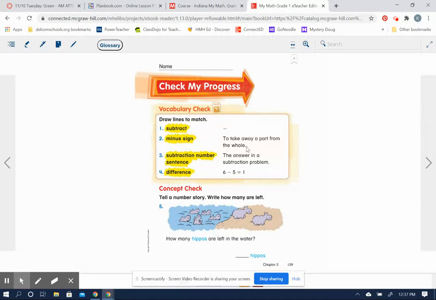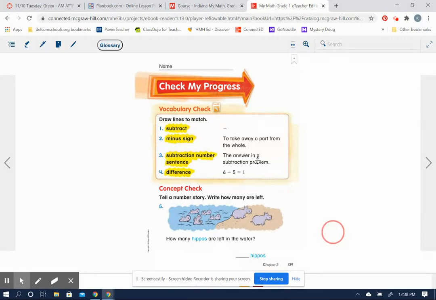Okay, now let's look at this right here. It says to take away a part from the whole. Does that mean to subtract? Does that mean a minus sign? Does that mean subtraction number sentence? Or does that mean difference? When you take away a part from the whole, what do we call that? Subtract, minus sign, subtraction number sentence, or difference.